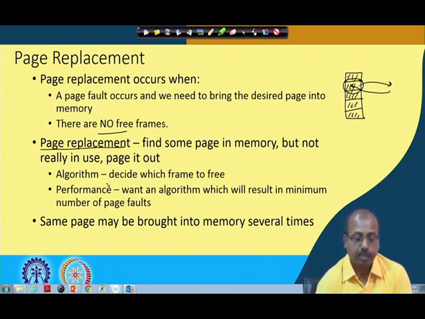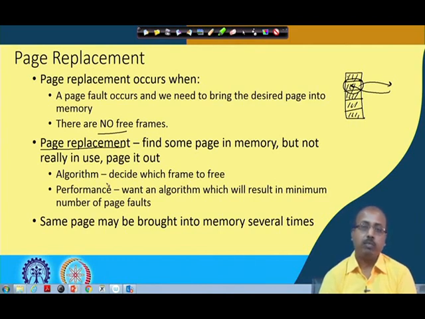This page replacement should be such that we are not replacing a page which will be required in the near future. Ideally I should be able to look into the future and understand which page is not going to be referred to again in the near future. That page can be removed from memory and the corresponding frame made available for loading the new page, but definitely looking into the future is not possible. So, we have to have some more realistic algorithm, and naturally that will affect the system performance. Some page may be brought into memory several times.